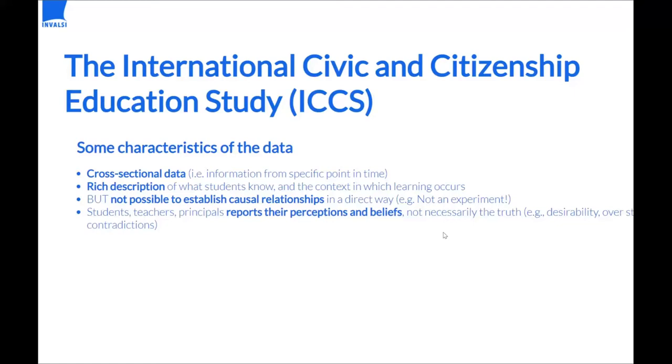For this reason, it is very difficult or practically impossible to establish causal relationships. However, we can have a very rich description of what students know and the context in which this learning occurs. As I said, you have 700 variables to describe this context.